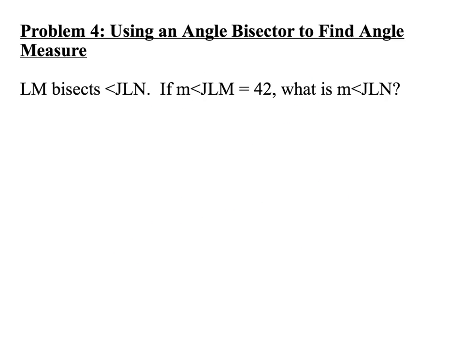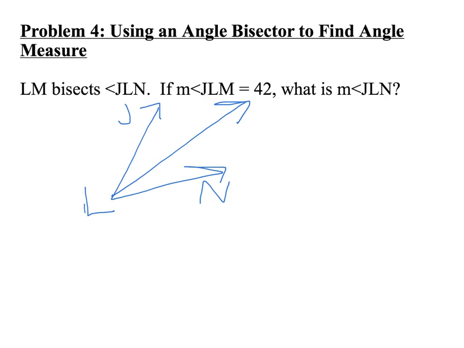And I represent that by having them both have the same arc in the middle. So let's use that knowledge about angle bisector. Again, I will always tell you that you should draw a picture. So it's telling me that LM bisects angle JLN. So first I'm going to draw my angle JLN. Remember, the letter in the middle should always be the vertex. And it's telling me that LM bisects. That means that it's in the middle of that angle. LM. Remember that bisect means it's going to be cutting that in half.